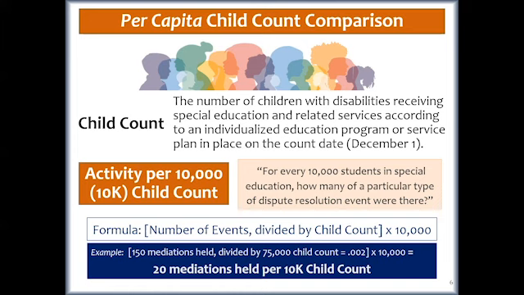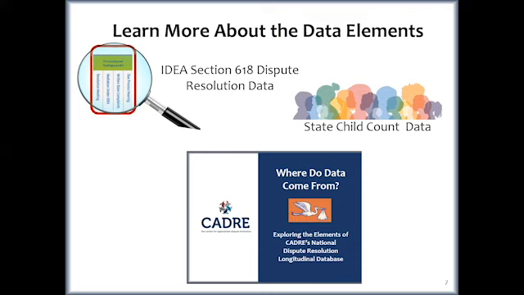For example, if we had 150 mediations held in one state with a child count of 75,000, we would take 150 and divide it by 75,000. We would then take that number, 0.002, and multiply it by 10,000 to find a rate of 20 mediations held per 10,000 child count in that state. For a deeper dive exploring the elements of CADRE's National Dispute Resolution Longitudinal Database, please see the presentation, Where Do Data Come From?